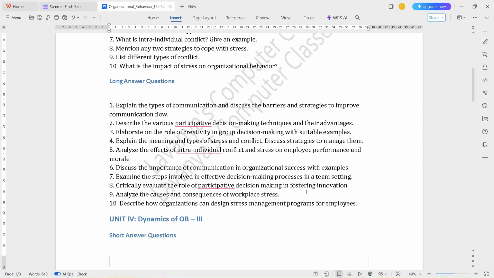Discuss the importance of communication in organizational success with examples. Examine the steps involved in effective decision-making process in a team setting. Critically evaluate the role of participative decision making in fostering innovation. Analyze the causes and consequences of workplace stress. Describe how organizations can design stress management programs for employees.